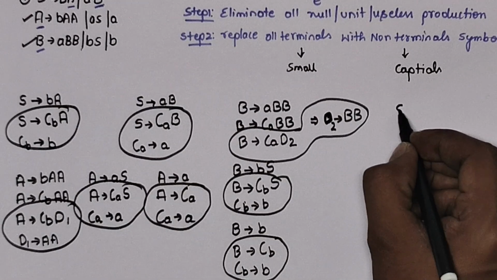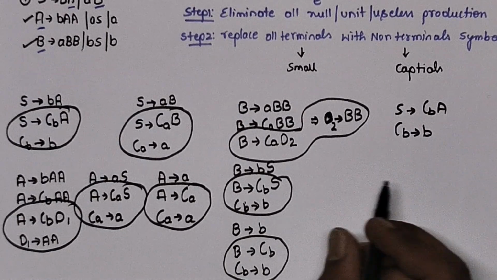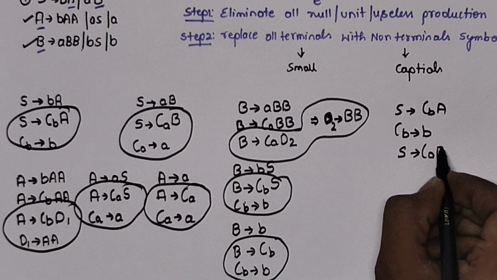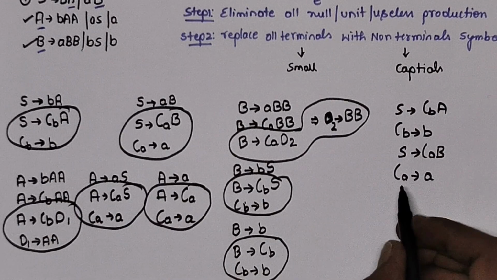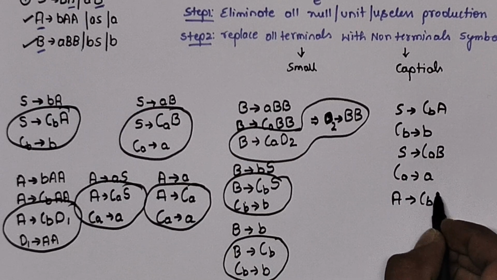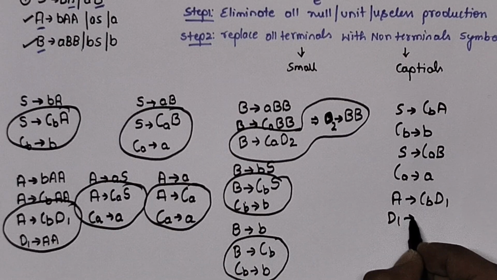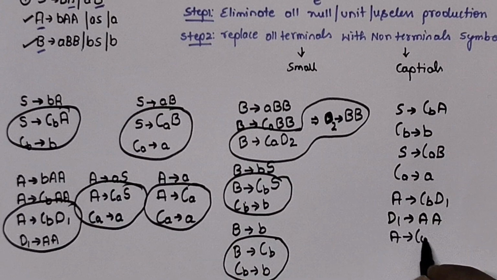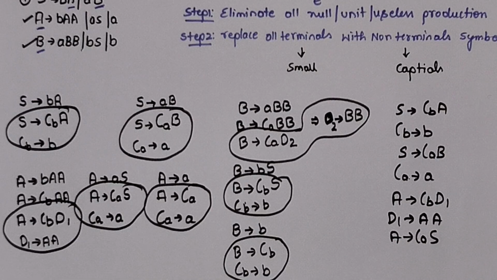Simple. So S producing CBA, CB replaced small letter B. Next here S producing CAB, CA replaced small letter A. So these 2 are over. Now let's write for this one. A producing CBD1. Now D1 producing A. D1 producing AA. Next here A producing CAS, CA producing A. So CA producing A is already written, so no need to write it again. So we must write without repetition.